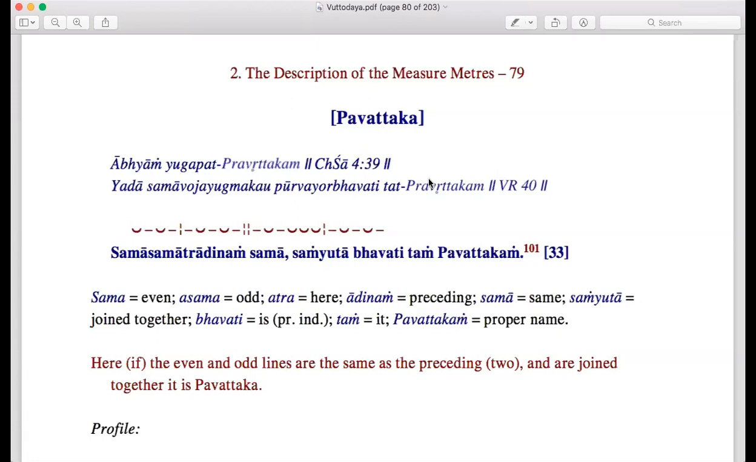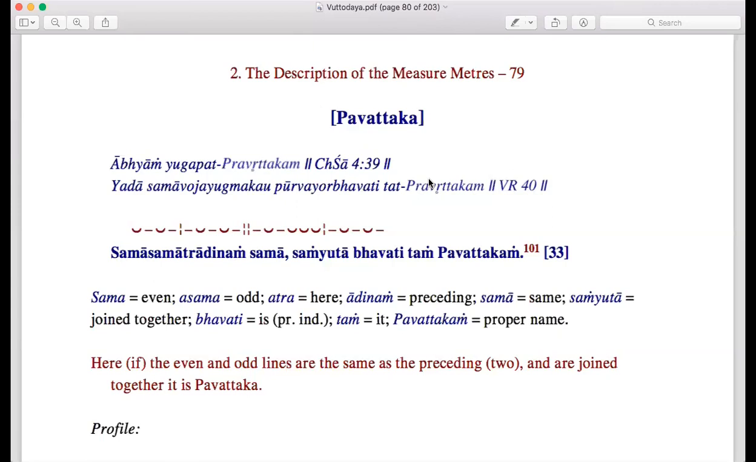Sama modifies the word sangyuta. Sama huttva sangyuta: equally joined together. If we translate like that, we can simply translate it. It is a simple translation, not a grammatical translation. It's for understanding: equally joined together.